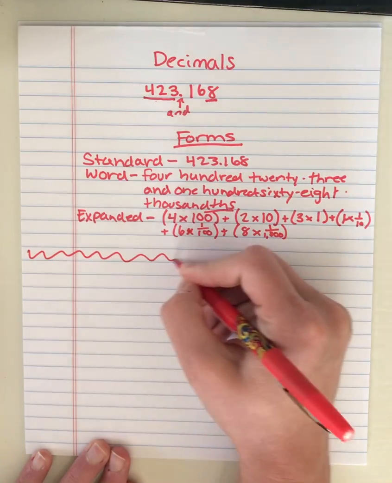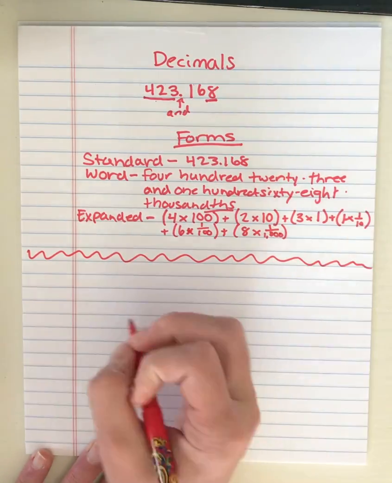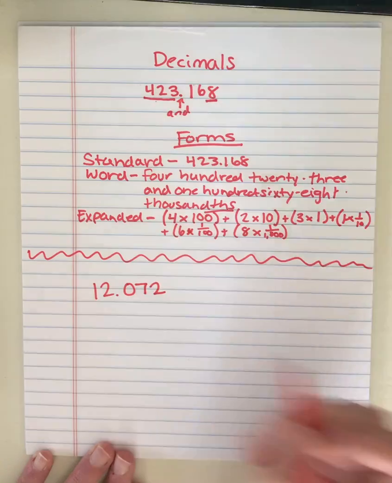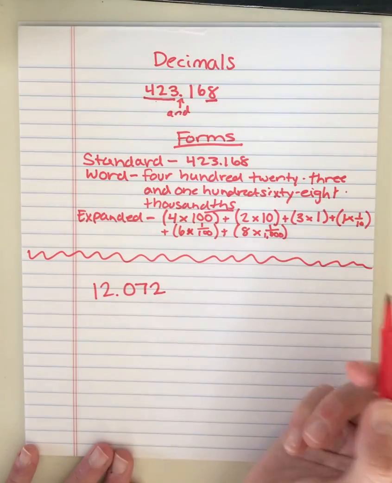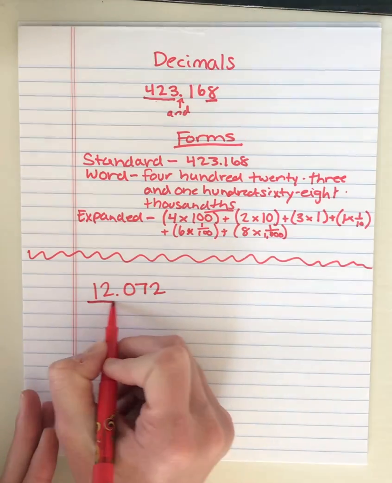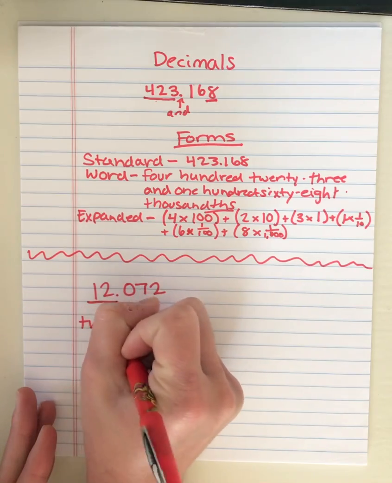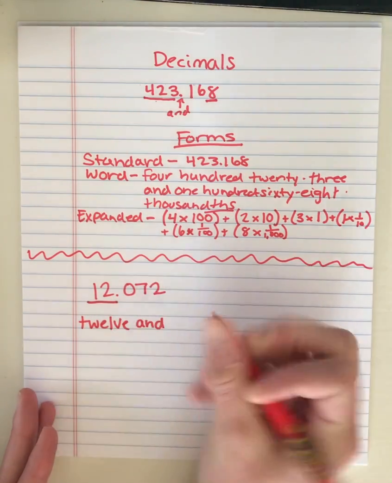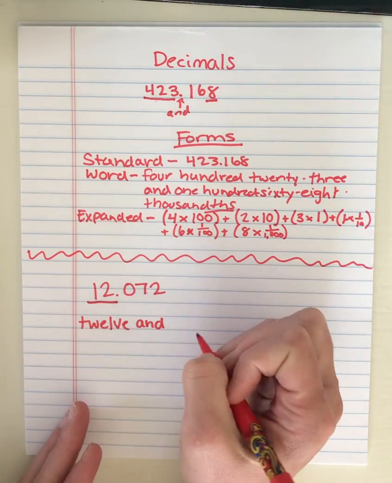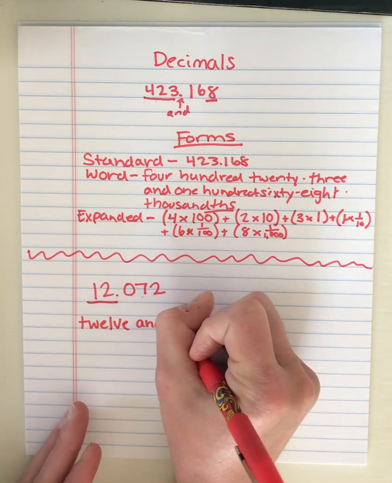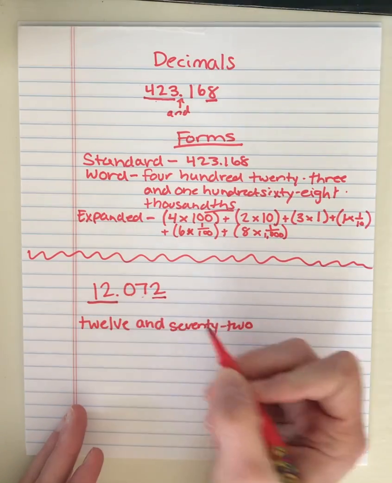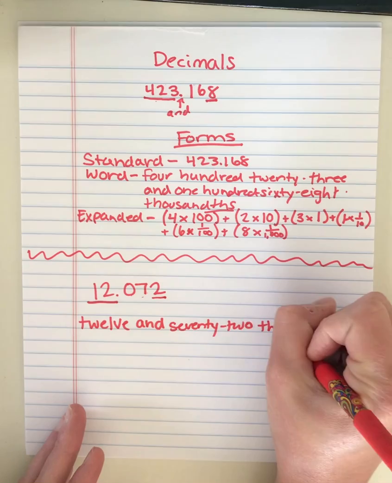So let's go ahead and do some practice problems. Let's say I had 12 and 72 thousandths. I've already written that in standard form. In order to write it in word form, I need to make sure I can read it because however I read it is how I write it. We read the first number, which is 12. Our decimal says and. Now this number, if I were to see this on a price tag, I wouldn't say 0.72. I would just say 72. And last but not least, the 2 is in the thousandths place.